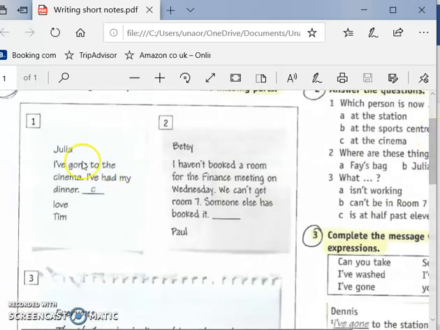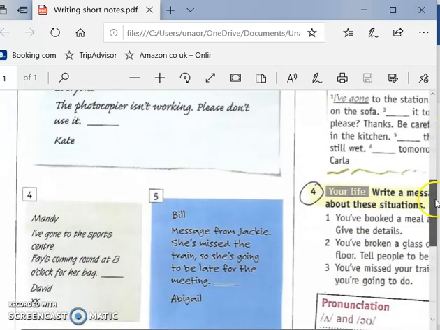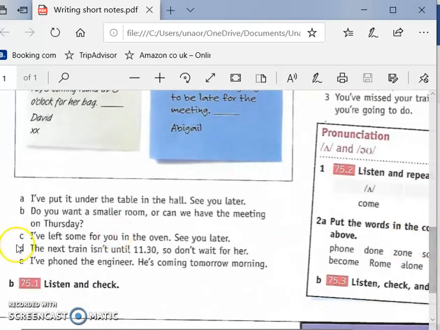Okay, Julia, I've gone to the cinema, I've had my dinner. So which sentence would make sense out of the options A, B, C, D, or E below? Loved him. Okay, so let's go down and see what C says. It tells us C is the answer here. So you can see C, I've left some for you in the oven. See you later. Okay, so that makes sense. He's had his dinner, he's leaving the rest in the oven for her.